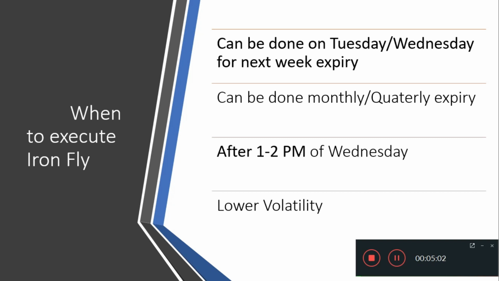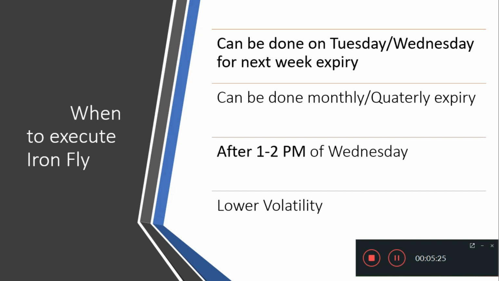So that's the main fundamental behind it: the instrument should remain in the same price range. So if I'm taking the Bank Nifty Iron Fly strategy at 36,700 as the spot, the Bank Nifty should expire at the same range for the strategy to benefit the maximum. And it involves lower volatility.